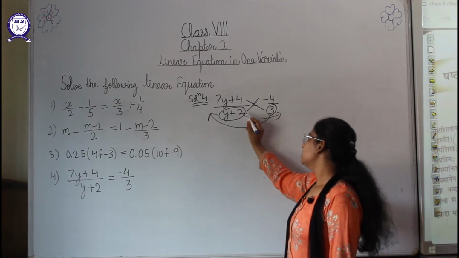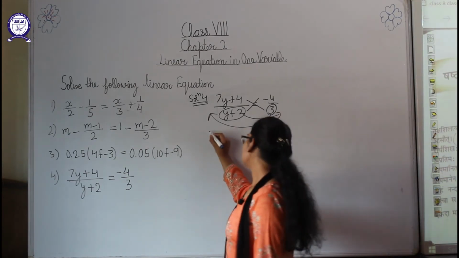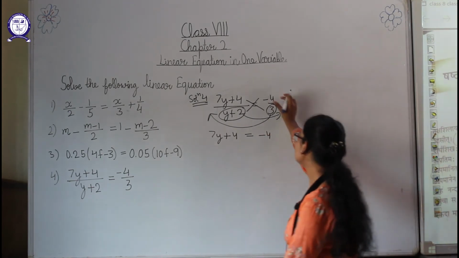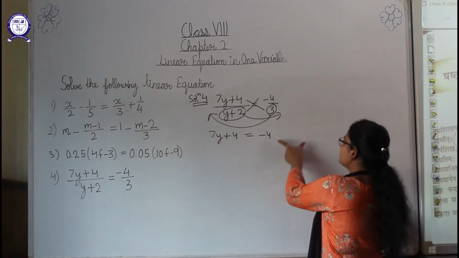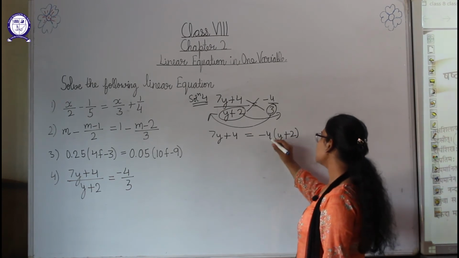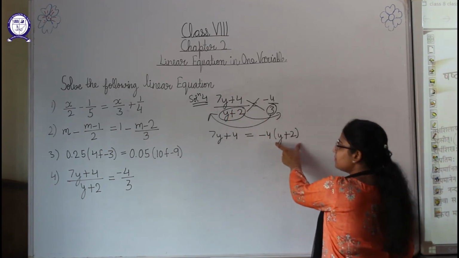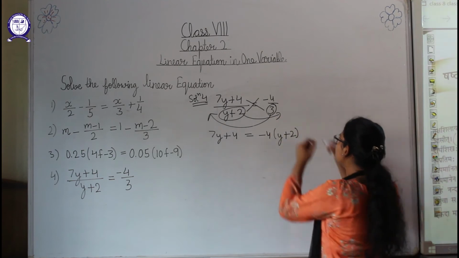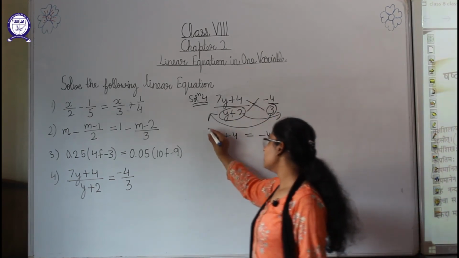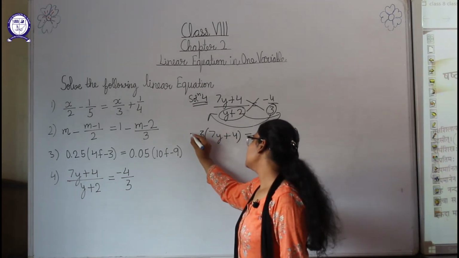Now as this one is in division, here it will be multiplied. So 7y plus 4 is equal to minus 4, and we are taking that part to this side, so it will be multiplied with minus 4, written like this: minus 4 into (y + 2), as this is coming here. This is in division, so it will be multiplication here, and this 3 is in division with minus 4, so it will be multiplied there, so it will be multiplied with both of them. So we will put the bracket and multiply it with 3.